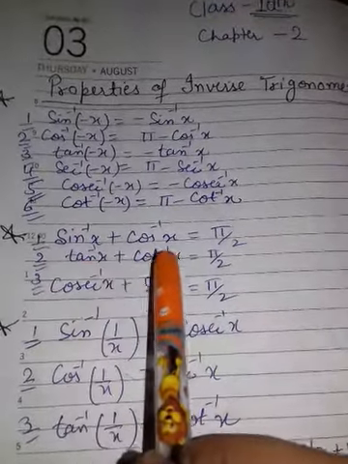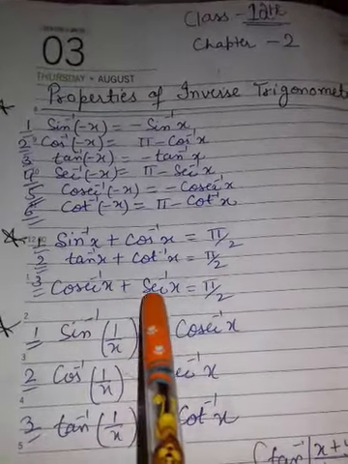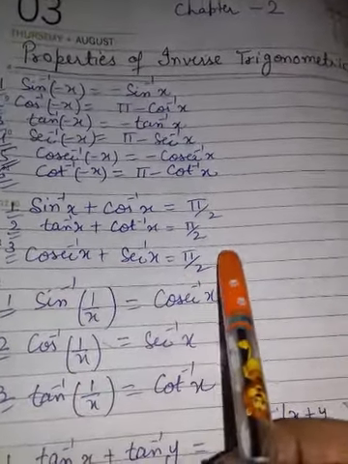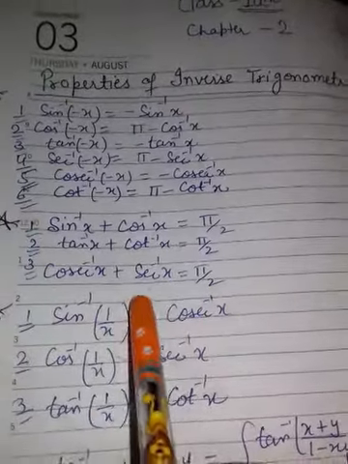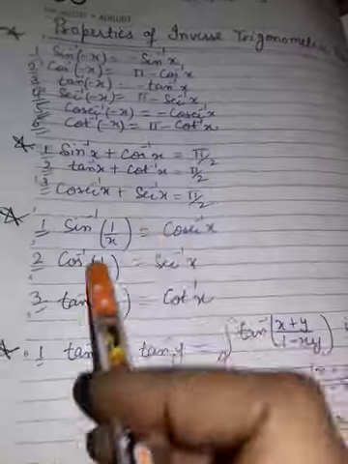Similarly, tan inverse x plus cot inverse x is equal to pi by 2. Cosecant inverse x plus secant inverse x is also pi by 2. x can be anything, remember this thing, but it must be the same in both.